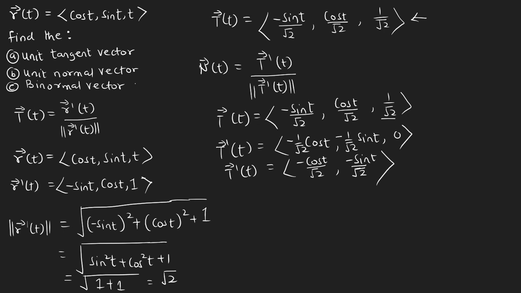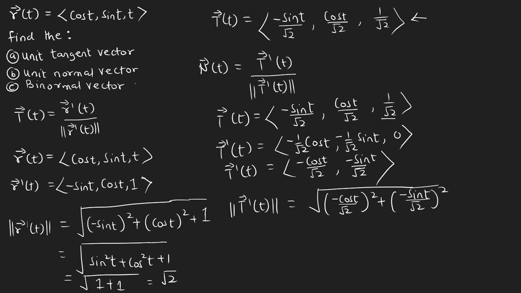Now let's find the magnitude of this derivative that we just got. I'm going to square each of the components and then take their square root. So that will be minus cosine of t over the square root of 2, squared. When I simplify this, I'm going to have cos squared t divided by square root of 2 squared, which gives us 2, then plus sine squared t divided by 2.